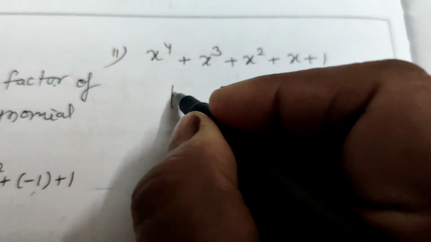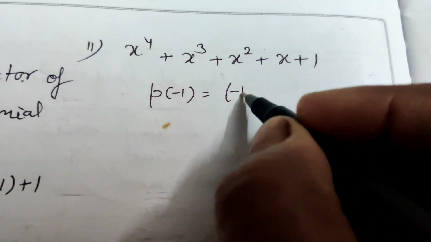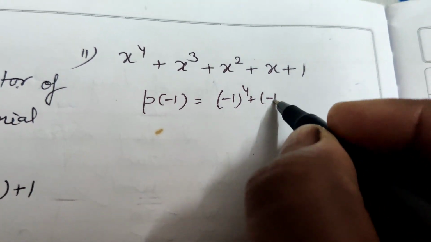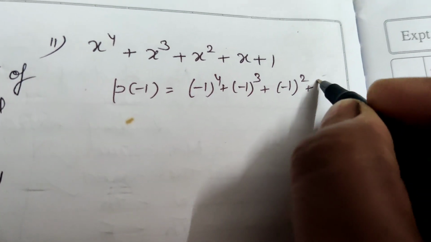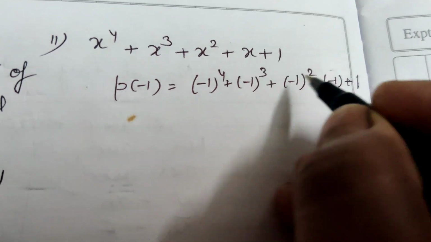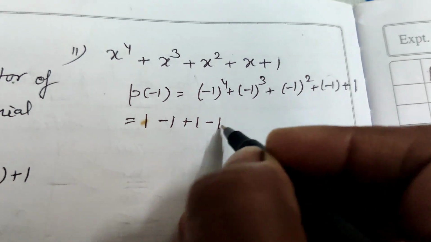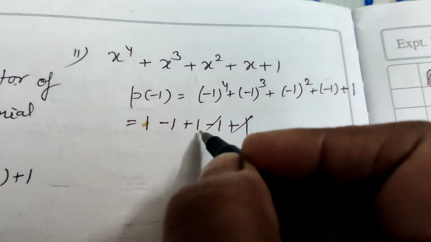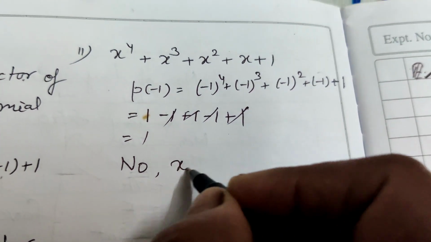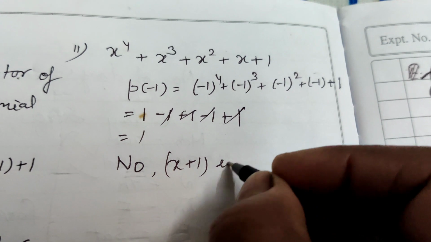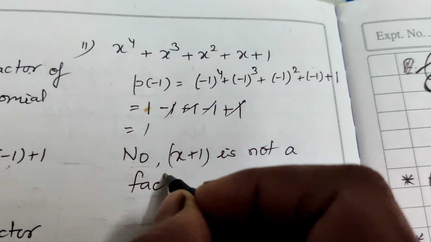Next, second check. Same here, x equal to minus 1. Minus 1 raised to power 4 is 1. Minus 1 plus 1 minus 1 plus 1. Now solve, we get 1. No, x plus 1 is not a factor of the given polynomial.